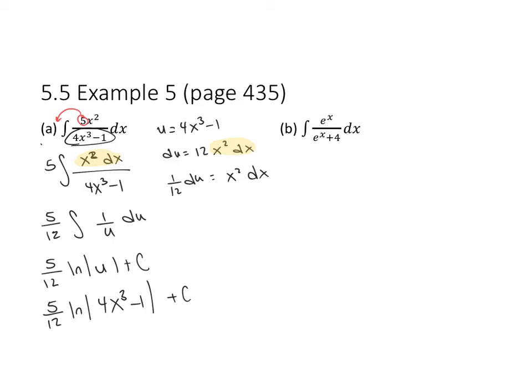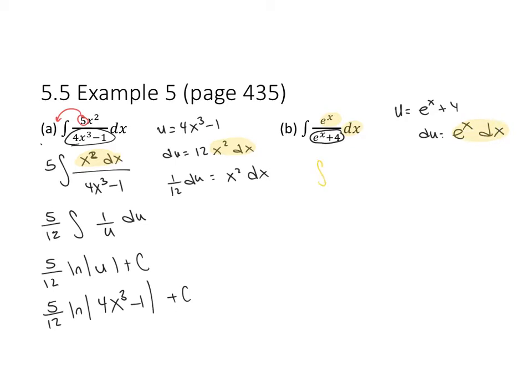All right, and then here, again, my more complicated piece is going to be my u. So it's e to the x plus 4. My du is just e to the x dx. And here I don't have anything that I need to substitute on the outside or solve for because I have e to the x dx. That's exactly what I want.